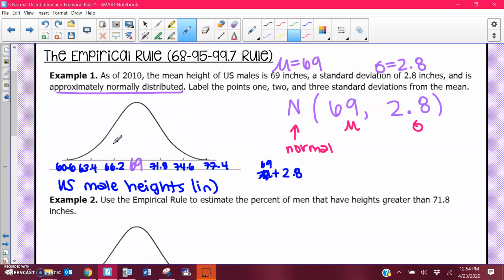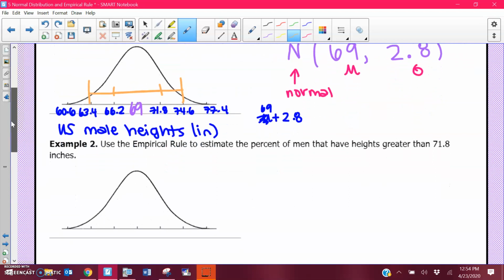Oops, I want to use this pen. Right here. So most people are right here. And then 95% of my data falls in between here. So that's pretty unusual if you are below or above that point. And then it's super rare if you're above or below those last points. Okay, so let's do another one.